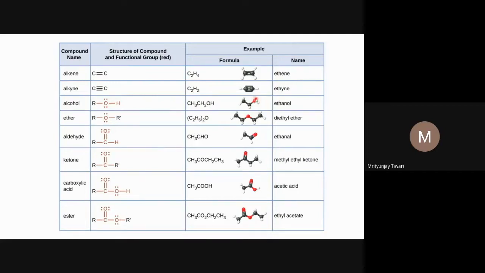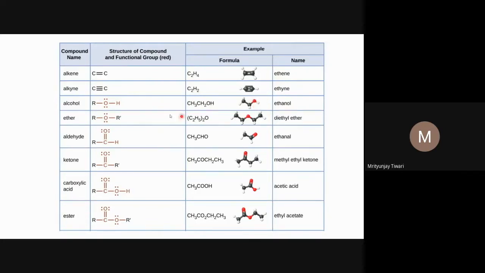So the geometry at this oxygen will be the same as we have seen in the case of water. It is still sp3 hybridized with two lone pairs, as we see in the water molecule. So two lone pairs will also be there in alcohol, and its geometry is bent at the oxygen atom.